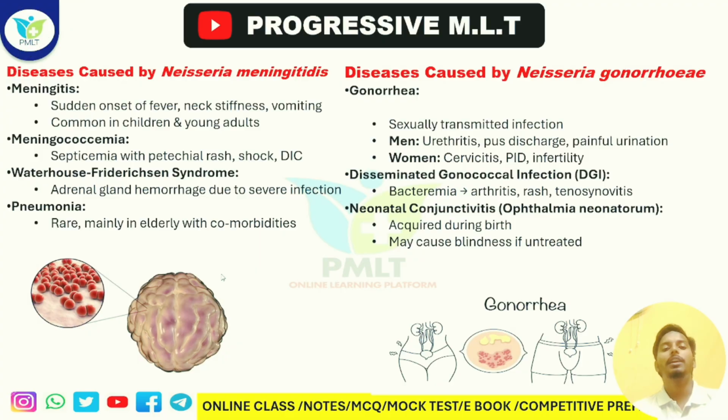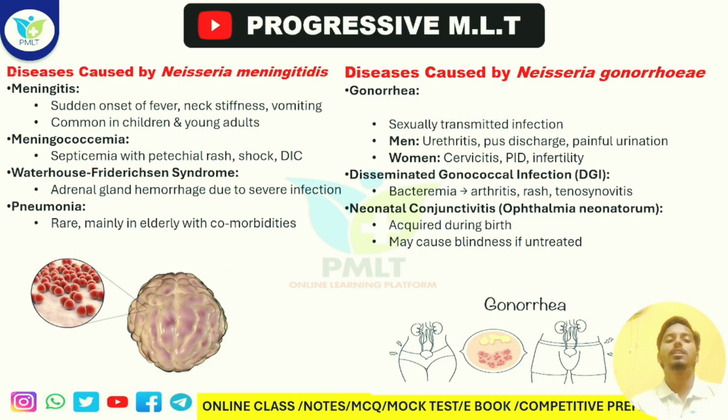Now we are coming to the diseases caused by them. One is Neisseria meningitidis that we have to understand, and another one is Neisseria gonorrhoeae that we have to understand. These are widely used as well as widely stated diseases. You might have heard them many times in your surroundings, right?